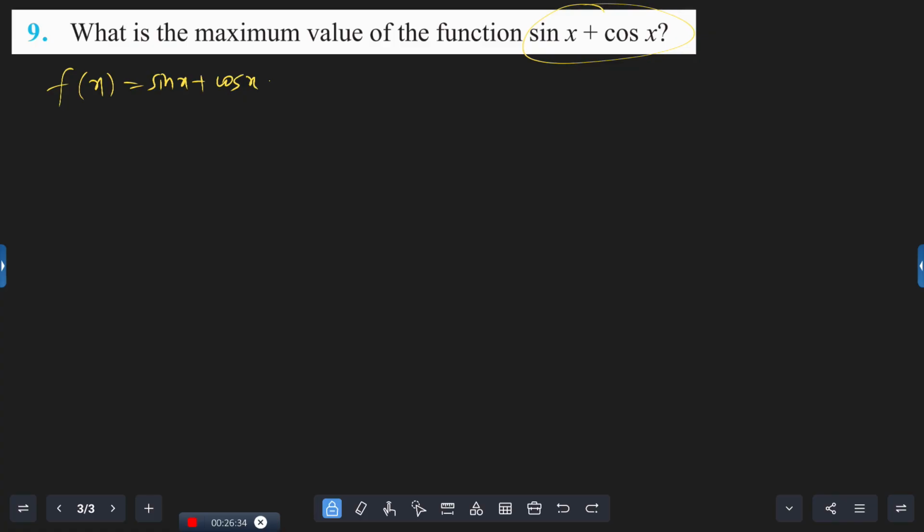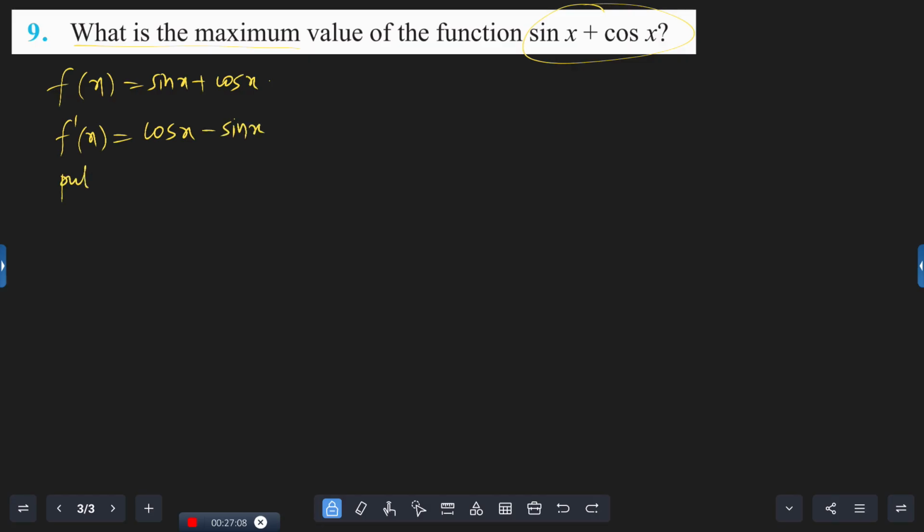Then what do we have to take? Interval is not mentioned, so you should take one round. One round means what? 0 to 2 pi. Now differentiate this. What are they asking? What is the maximum value of the function? For this function, what is the maximum value you will be getting? That is the question. So one round you have to take. Don't forget. f dash of x is equal to sin derivative cos, cos derivative minus sin.